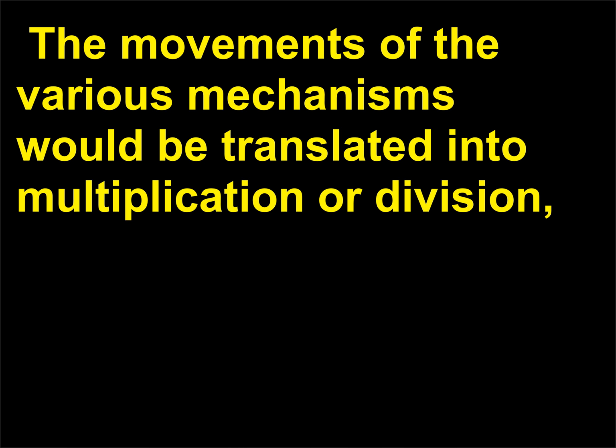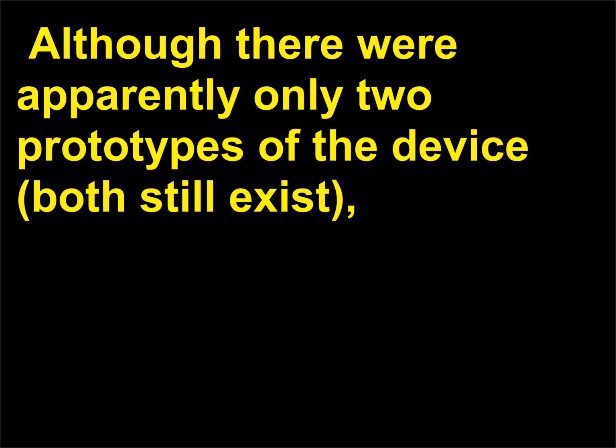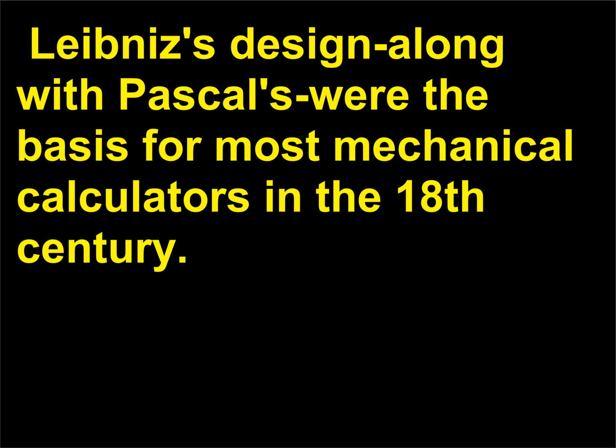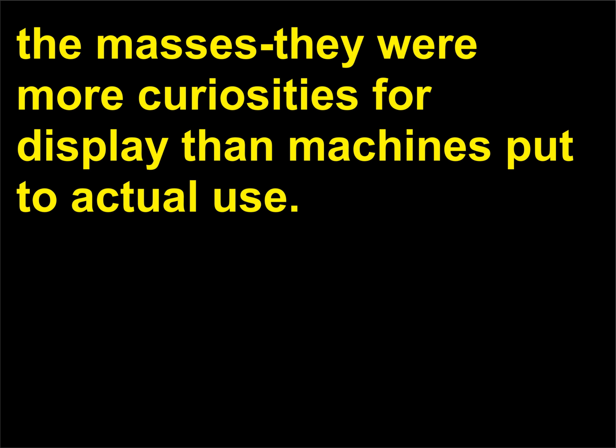The movements of the various mechanisms would be translated into multiplication or division, depending on what direction the step drum was rotated. Although there were apparently only 2 prototypes of the device, both still exist. Leibniz's design, along with Pascal's, were the basis for most mechanical calculators in the 18th century. As with most such machines that could not be mass-produced, much less understood by the masses, they were more curiosities for display than machines put to actual use.